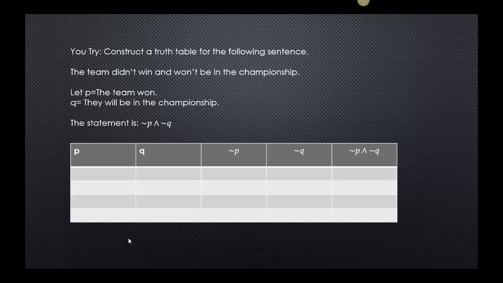All right, so let's check out what I did. I said first, well, I need a P and a Q. And then because I see they didn't win and they won't be in the championship, those are negations. So I have not P, not Q. And the connective is clearly and. So I'm trying to find the truth value of this statement, which means I break it up into these little pieces. Okay. P, true, true, false, false. Q, true, false, true, false. Not P is going to flip. So true, true, false, false will be false, false, true, true. And true, false changes to false, true, false, true.